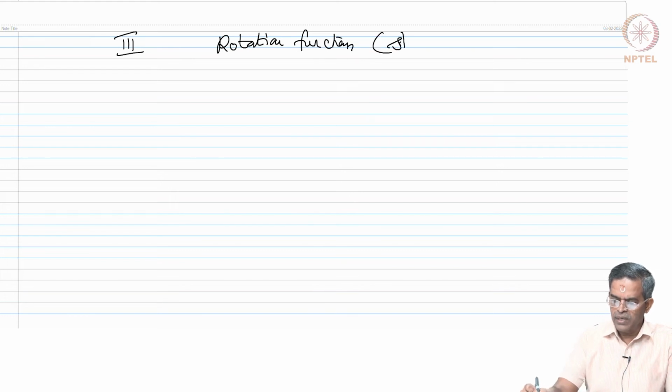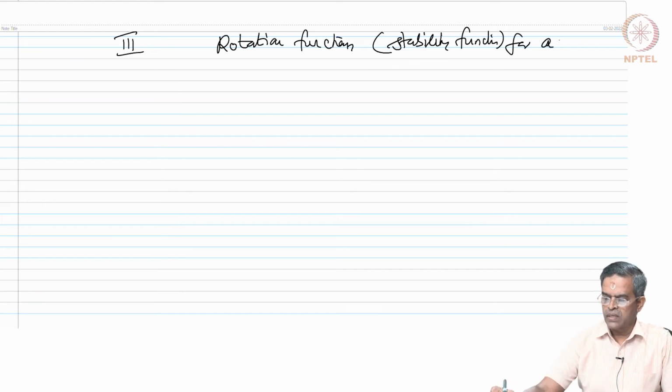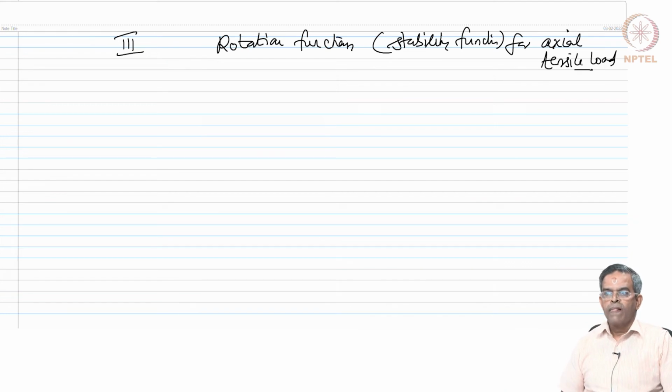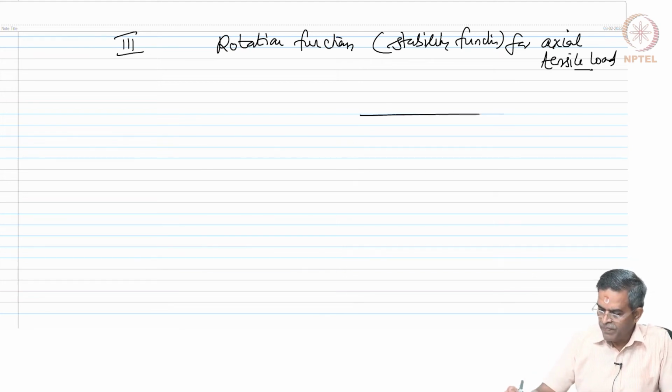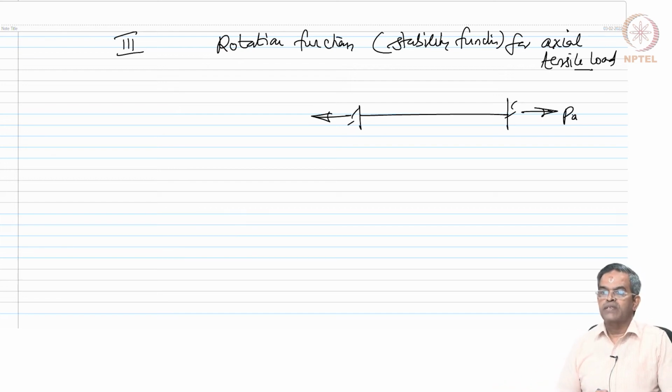Okay, they are actually stability functions for axial tensile load. If a beam is subjected to axial tension, then obviously phi I becomes negative, is it not? I have a beam, I am subjecting this to axial tensile load of PA. I am looking for the stability of this.